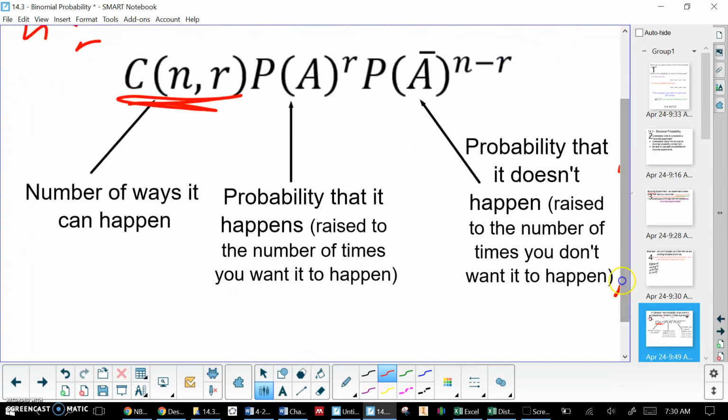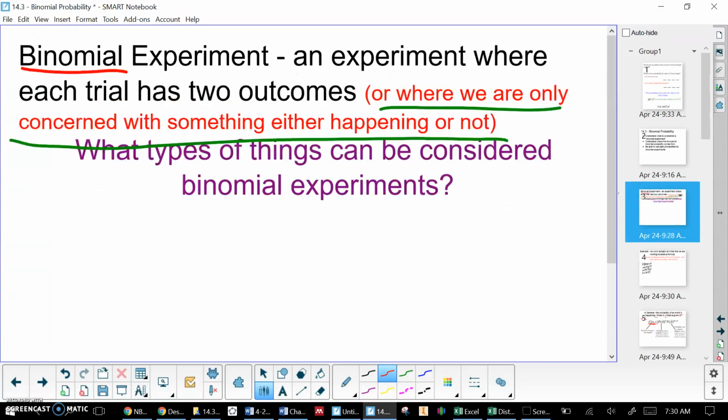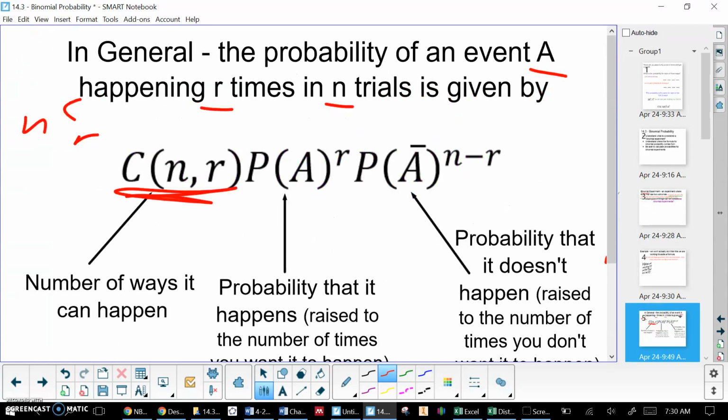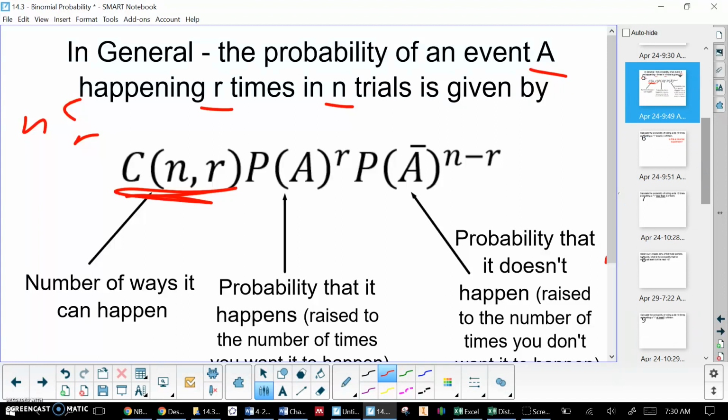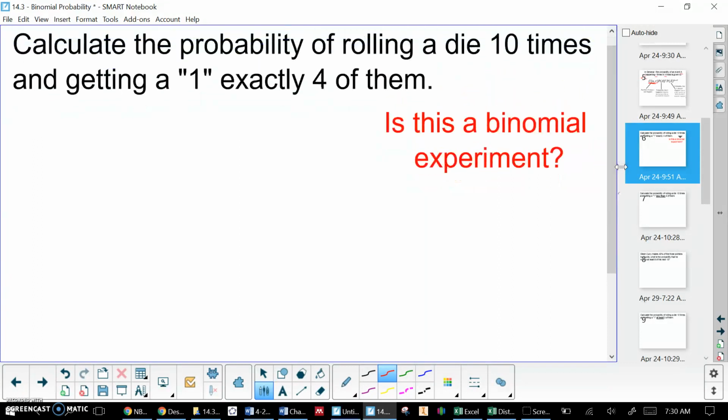From there, it's not so bad. You just type that into your calculator, and it'll spit out an answer for you. So let's go ahead and do, I think I've got 4 examples here. The first few have to do with dice, and the nice thing about dice is that because the probability of getting a 1 is not 50%, it helps us see exactly what we want to see. So calculate the probability of rolling a dice 10 times and getting a 1, exactly 4 of them.